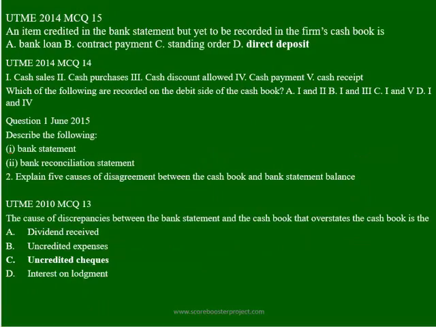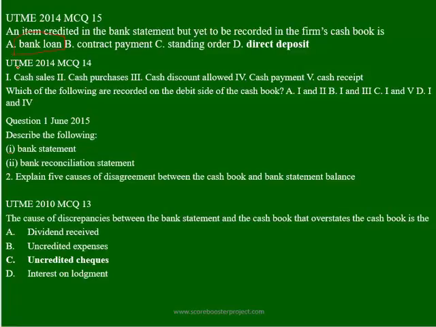In 2015, the examiner asked us, that's the UTME, we are still on UTME, that an item credited in the bank statement but not yet recorded in the firm's cash book. A certain amount of money has been credited to your bank statement, but it has not been recorded in your cash book. If you are to record it in your cash book, it will be on the debit side. Are you okay? So now they say bank loan.